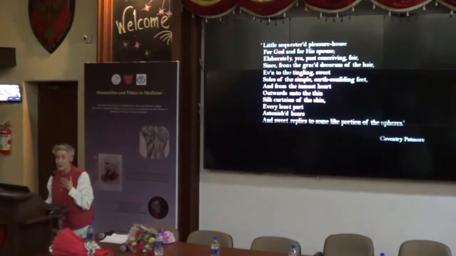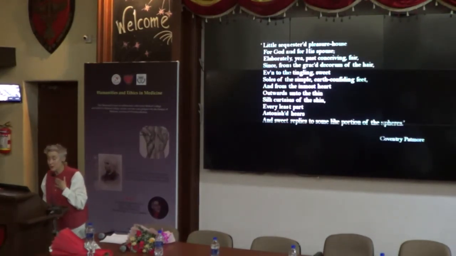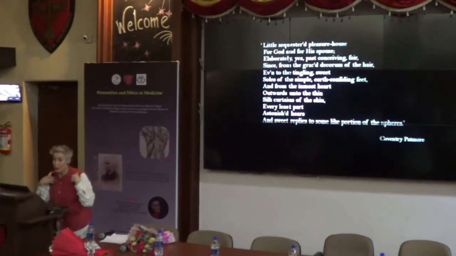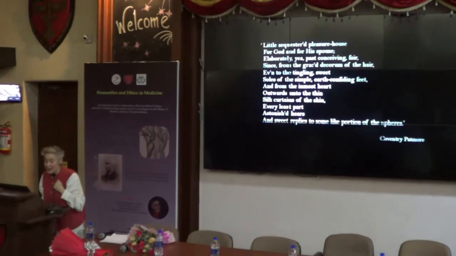And I've just got a small poem here, which is by Coventry Patmore, who's a Victorian poet. This is To the Body. I hope you get this. I'll read it slowly. He's addressing the body. Little sequestered pleasure house for God and for his spouse. The spouse is the Holy Spirit, that's the soul inside the body. For God and for his spouse.